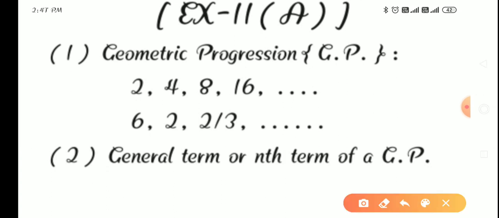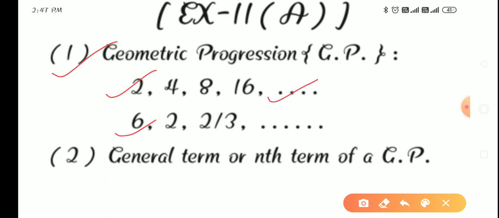Here you can see in front of you two examples I have written. As in the case of AP, in the same way in the case of GP, it is a sequence in which each term can be obtained by multiplying or dividing its preceding term by a fixed number or a fixed quantity. One more time, a sequence in which each term can be obtained by multiplying or dividing its preceding term by a fixed number or quantity.